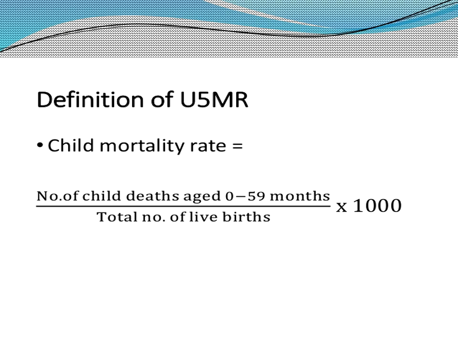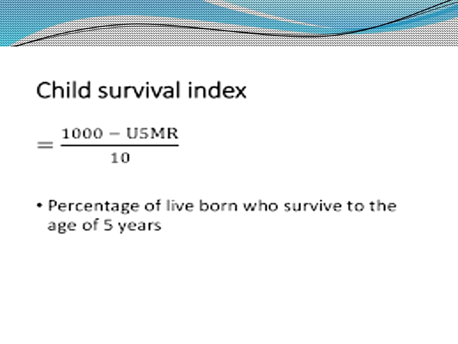The basic measure of infant and child survival is under 5 mortality rate. It is defined as the number of deaths under the age of 5 years per 1000 live births. A child survival rate per 1000 births can be simply calculated by subtracting the under 5 mortality rate from 1000. Dividing this figure by 10 shows the percentage of those who survive to the age of 5 years.